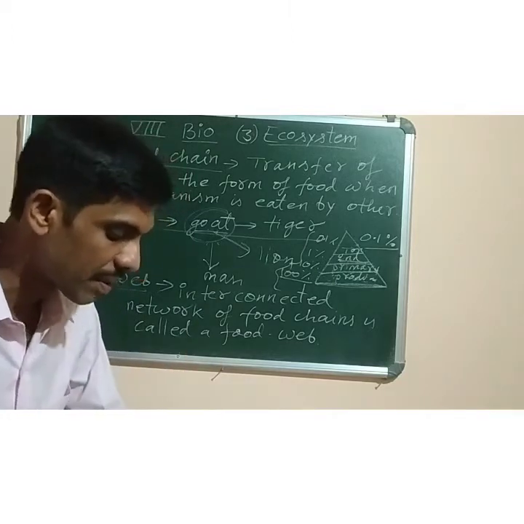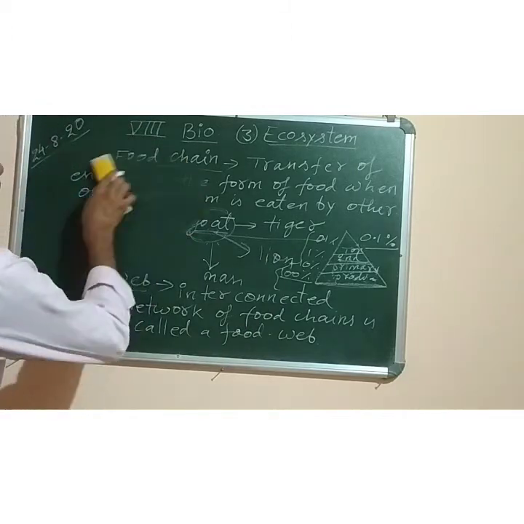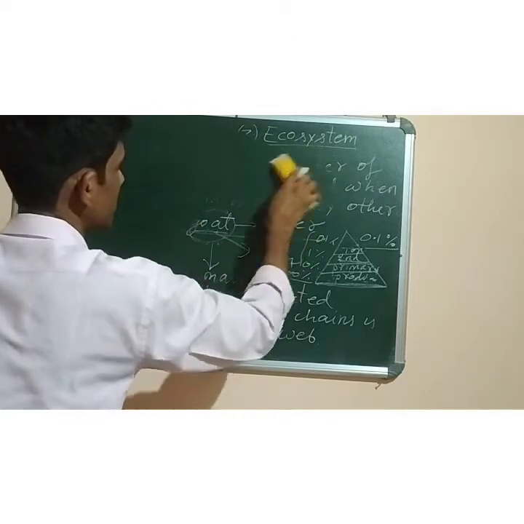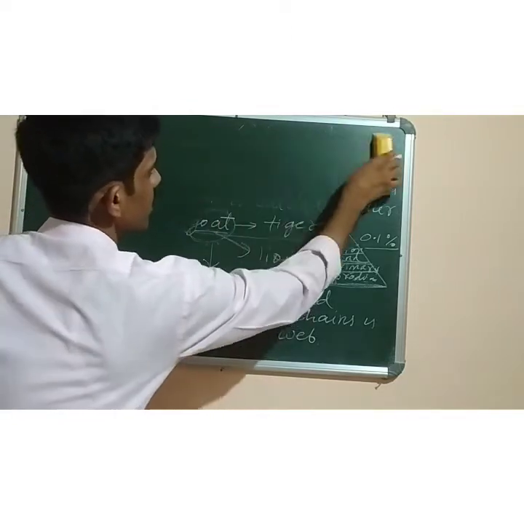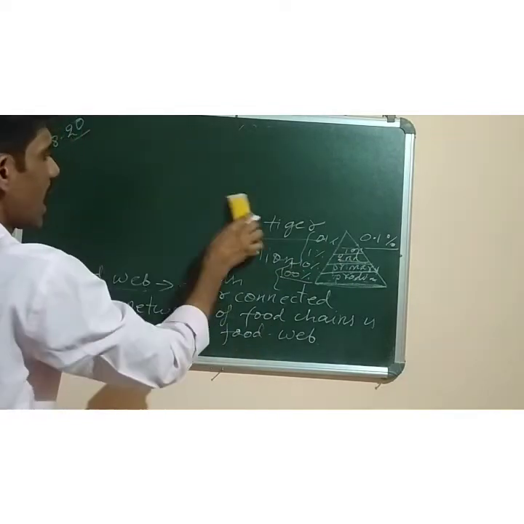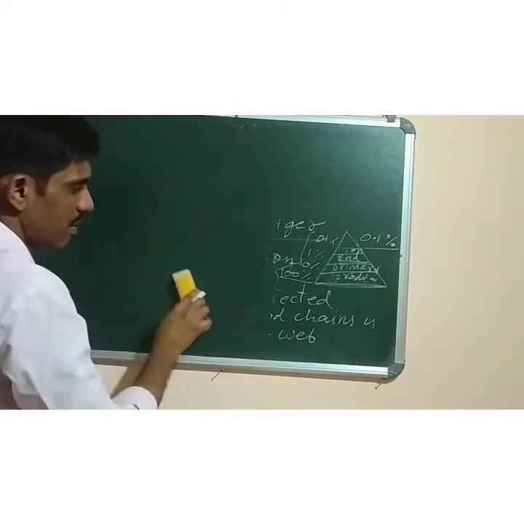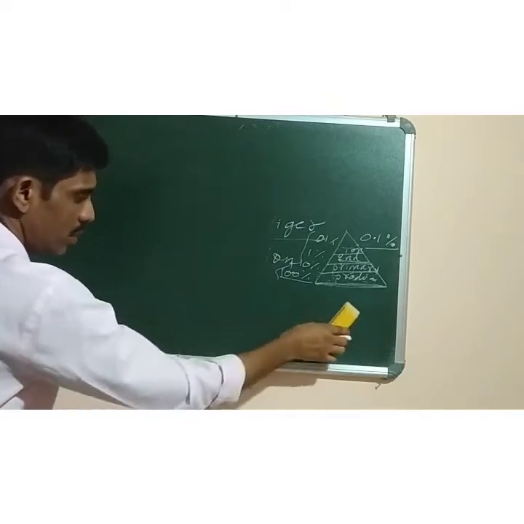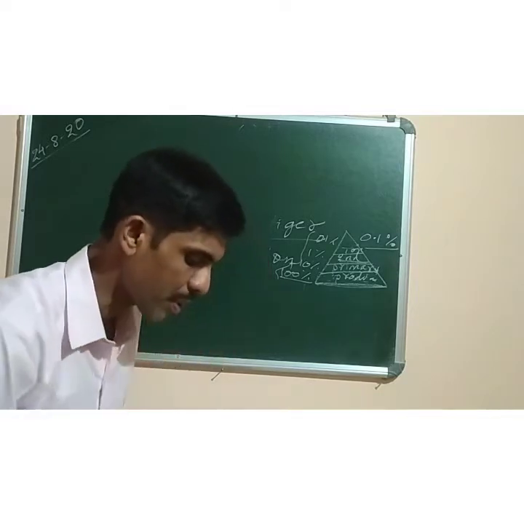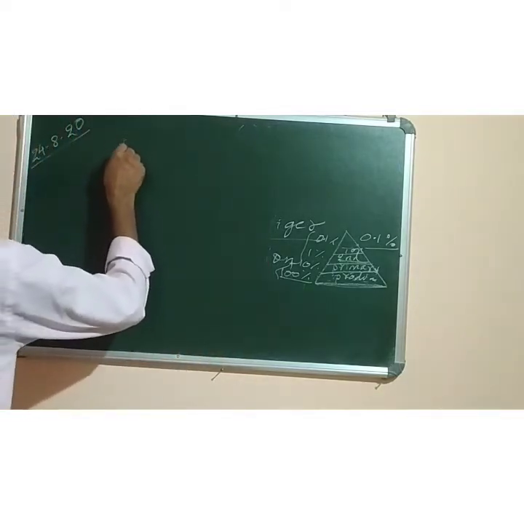But first, pyramid of number. How to define the pyramid of number? Pyramid of number is a graphical representation of keeping the organisms at different levels in the form of a pyramid. In your book the definition is also given nicely: representation of number of producers and consumers in a food chain.